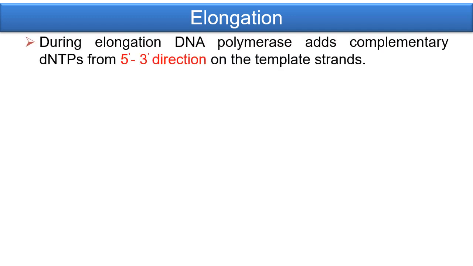So during elongation, new polynucleotide chains will be formed. Here comes the principal replicating enzyme DNA polymerase, which adds complementary bases or dNTPs from 5' to 3' direction on template strands. At this point, one thing to remember is that DNA polymerase can add bases only from 5' to 3' direction and never from 3' to 5' direction. That is, for DNA polymerase to add bases, the template strands must be in 3' to 5' direction so that it can add bases from 5' to 3' direction.